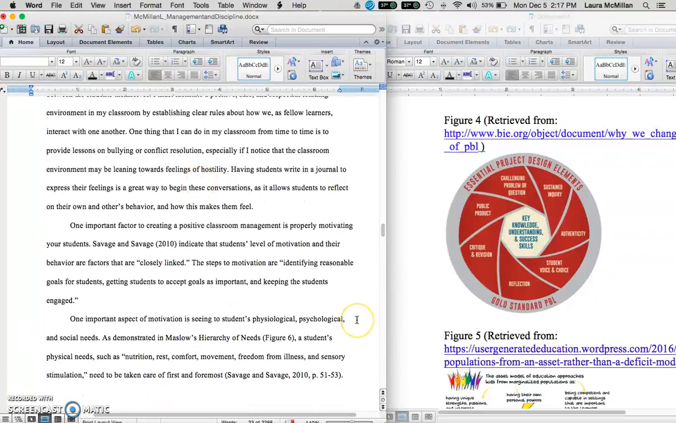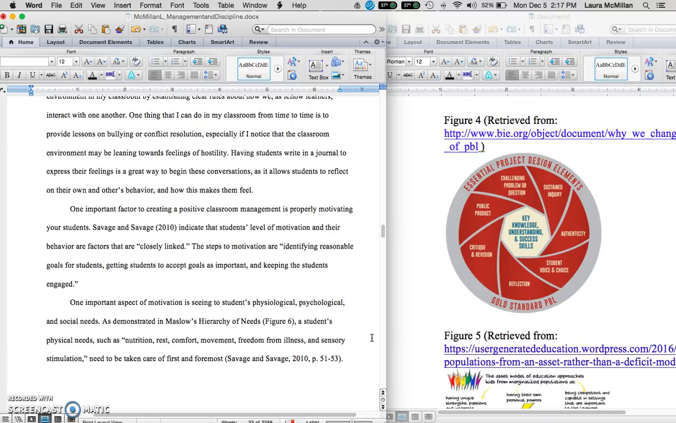One thing that I can do in my classroom from time to time is to provide lessons on bullying or conflict resolution, especially if I notice that the classroom environment may be leaning towards feelings of hostility. Having students write in a journal to express their feelings is a great way to begin these conversations, as it allows students to reflect on their own and others' behavior and how this makes them feel.